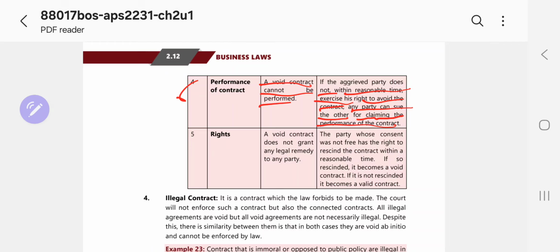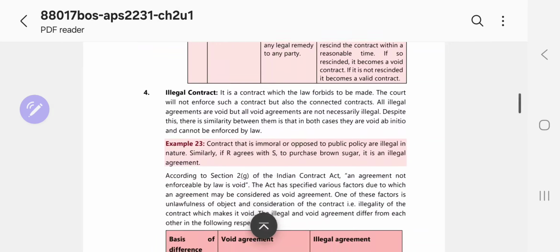Okay. So in comparison to rights, a void contract does not grant any legal remedy to any party. The party whose consent was not free has the right to rescind the contract, that is, cancel the contract or reject the contract, or avoid the contract within a reasonable time. If so rescinded, it becomes a void contract, and if it is not rescinded, it becomes a valid contract.